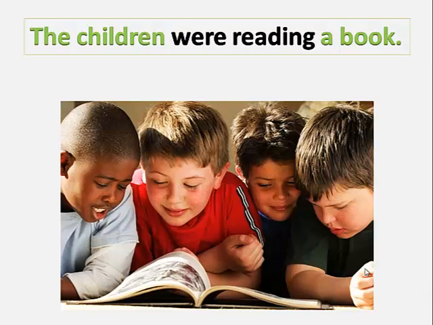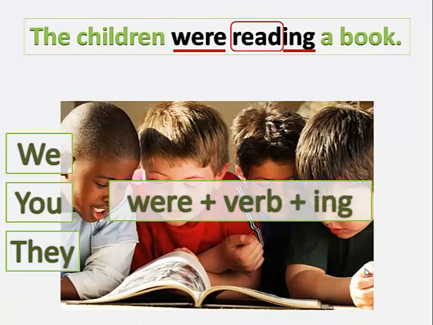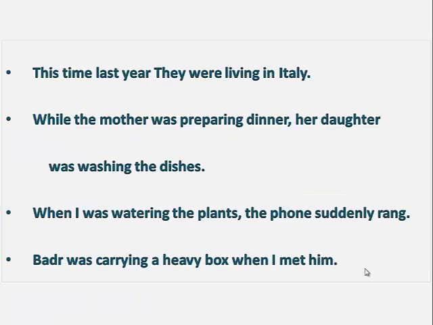Now what if the subject is a plural noun or a pronoun? The children were reading a book. In this example, because the children is a plural noun, we use were followed by the base form of the verb followed by ing. And the same thing should be done with pronouns like we, you, and they. We use were and then the verb and then ing.